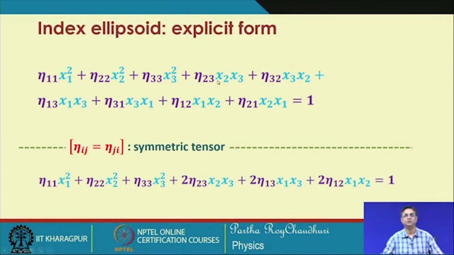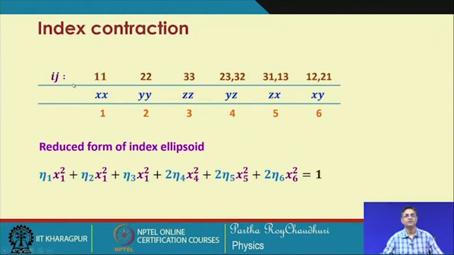So, these two things, eta 2 3 and eta 3 2, will be put together with a 2, and similarly x1 x3 and x3 x1 will be put together because they are symmetric. So that is again 2, and so on. You actually compress these 9 elements to 6 elements because of the symmetric nature, and that helps. So, the index contraction rule is xx is 1, yy is 2, these are the diagonal elements, and yz, zx and xy are the off diagonal elements. So, x2 x3 and x3 x2 will be represented by 4.